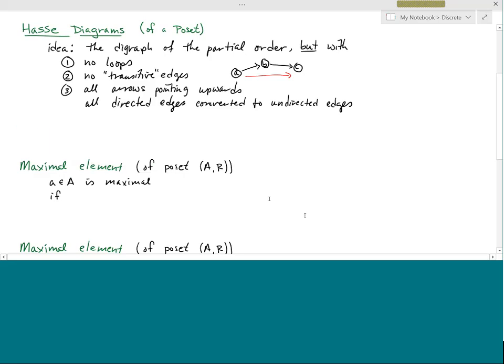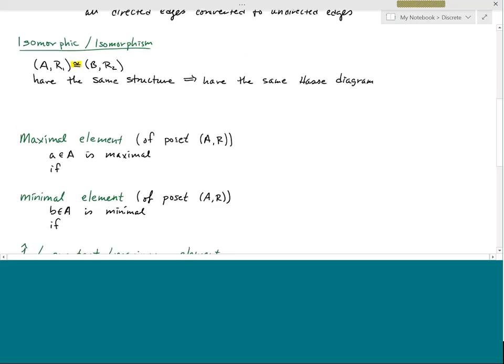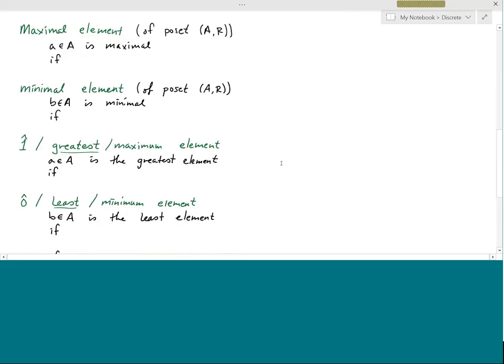Here's the new stuff. Okay, we need to define 4 different types of elements. The first one is a maximal element. The second one is a minimal element. The third one is a greatest element. The symbol for this one is 1 with a hat. Your book calls it a maximum element, which is also perfectly fine. And there's also a least element given symbolically by a 0 with a little hat on top of it. Your book calls this a minimum element, also perfectly fine. Okay? So it turns out these guys are highly related, but slightly different. Okay?